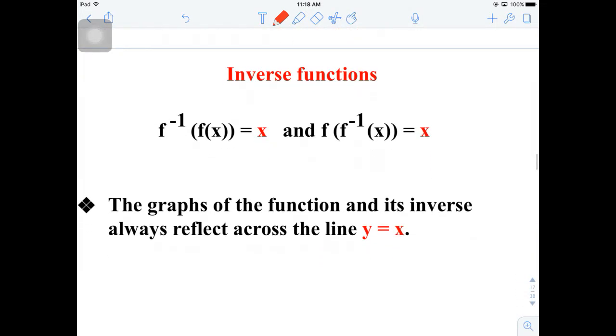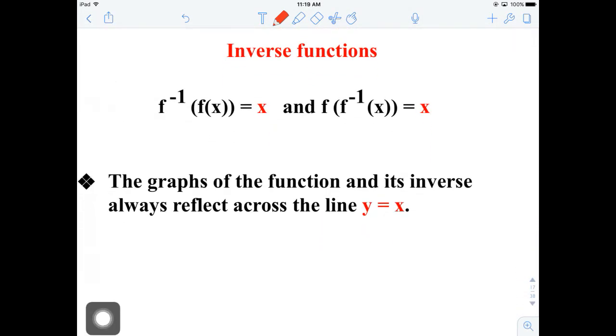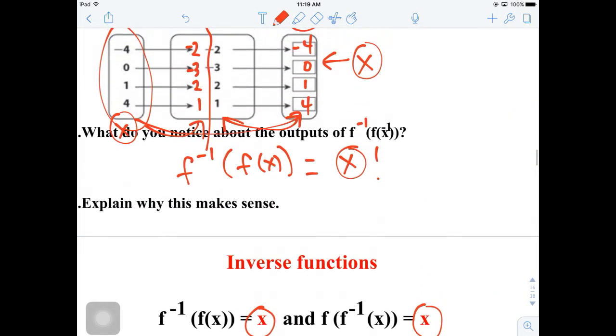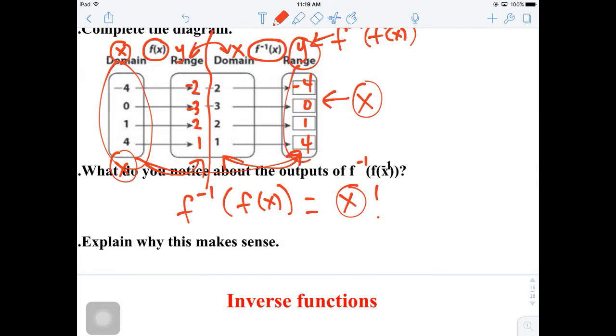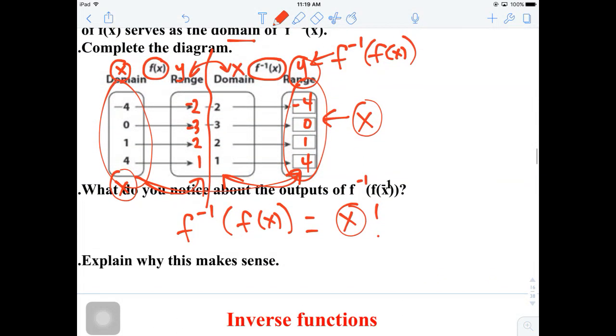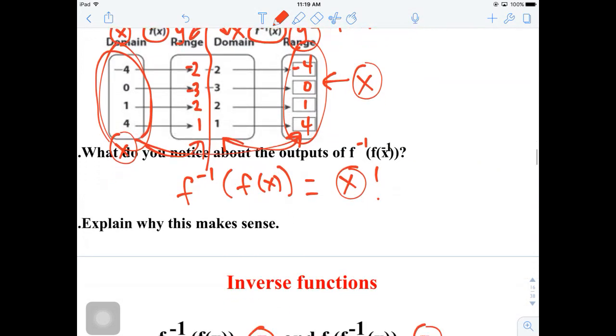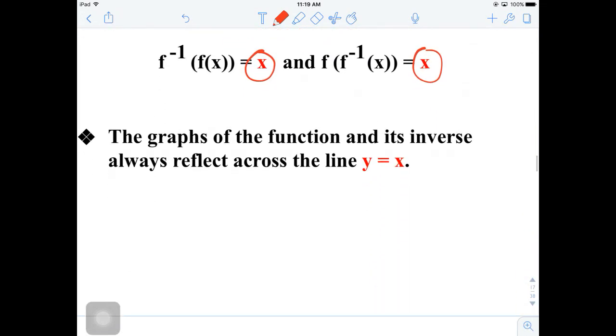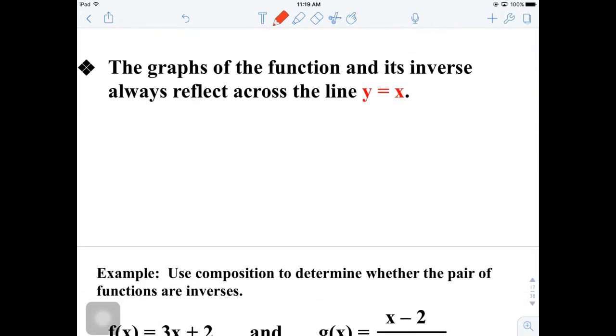So here are two equations that lead you back into the original. So if you take a look at the previous chart again, the f inverse of f of x, which means this last column, is actually equal to x. And so the f of f inverse is actually the original as well. So that's how the two inverse functions are related. The graph of a function and its inverse always reflect across the line y equals x.